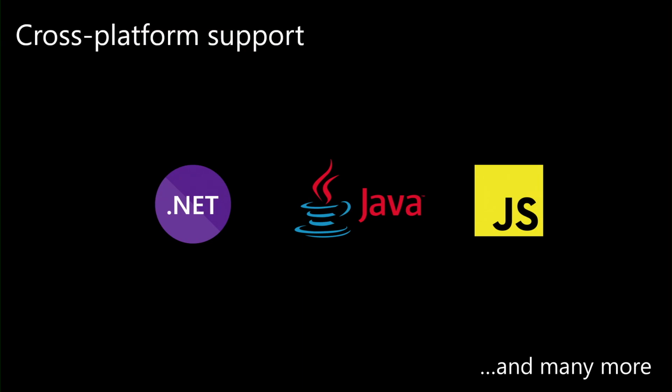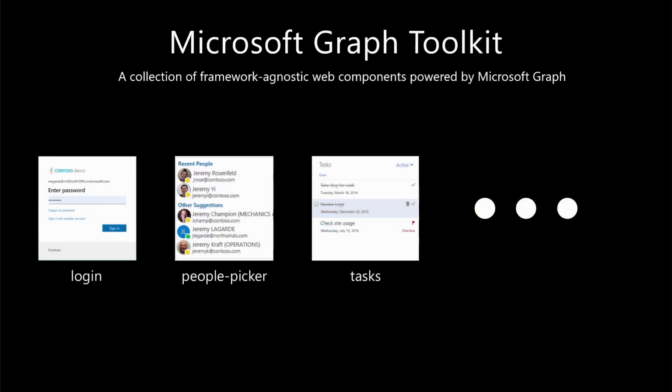Now, our sample is actually going to be using JavaScript APIs under the covers. But with Microsoft Graph, if you're using .NET or Java, or if you're building with mobile devices, we have SDKs available to you so that you can build your applications very easily against our SDK. The other thing we're going to show you today is our Microsoft Graph Toolkit.